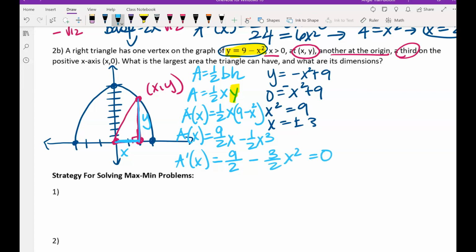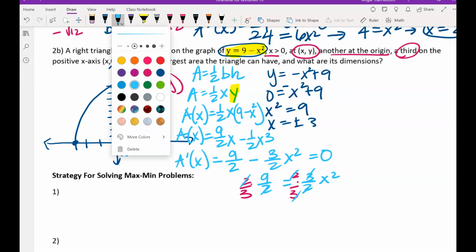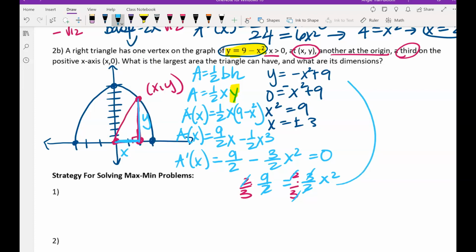Let's find the critical points. So 9 over 2 equals 3 over 2 x squared. Let's get rid of 3 over 2 by multiplying by 2 over 3. Cancel, cancel. 9 divided by 3 is going to be 3. So 3 equals x squared, x equals rad 3.